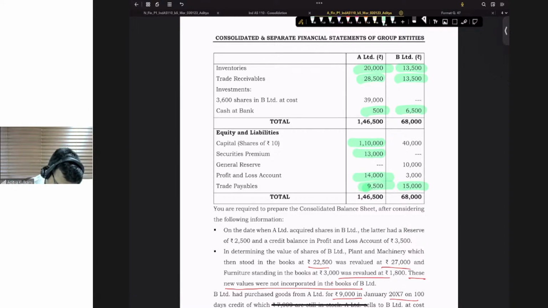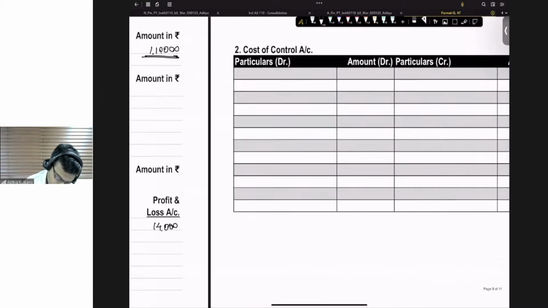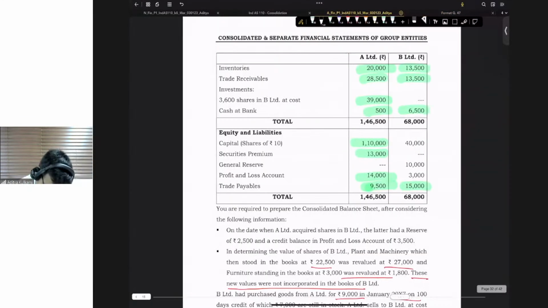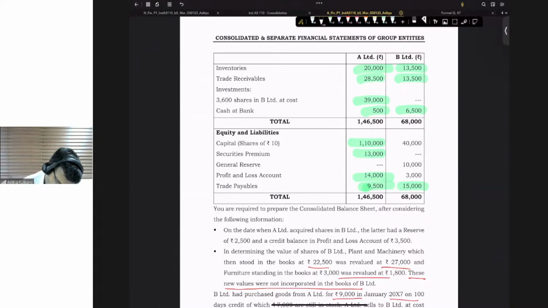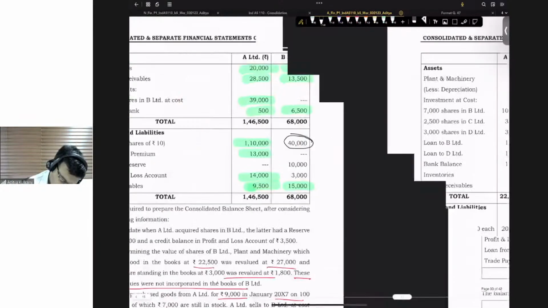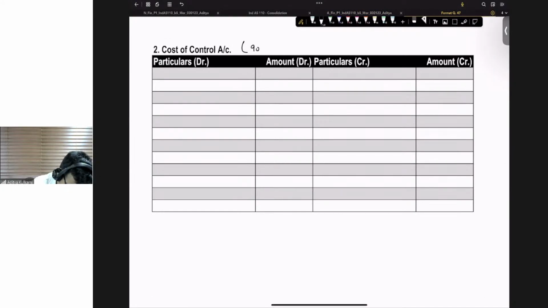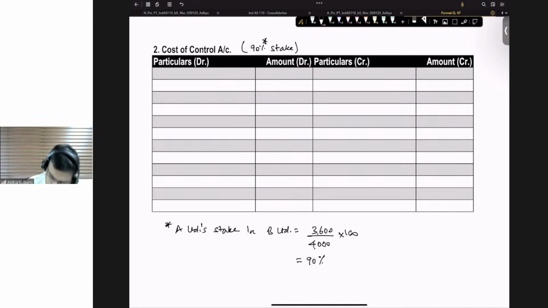Fair enough. So now we proceed to eliminate the investment by opening a cost of control account. Okay. So what is the stake that I am owning? 3,600 shares. What is the shares here? 4,000. So the stake is 90%. So you can come to cost of control account, 90% stake. How 90%? Well, you can write here A Limited's stake in B Limited: 3,600 by 4,000 into 100, 90%.